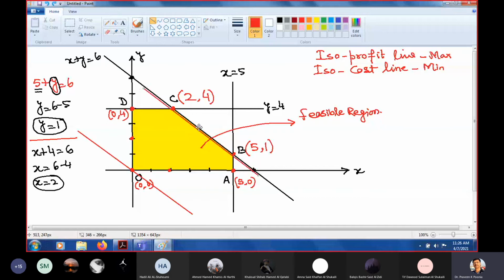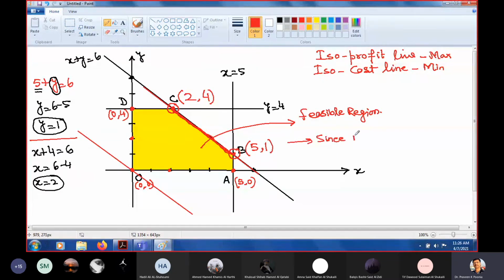Understand? Yes. Because it is a complete line, there is no corner coming. Here you can see a corner is coming, but here no corner is coming. Every point is coming. That's why I am telling you, if there is one corner with the maximum value, then every point joining these 2 points, every point on this line will give you the optimal solution.